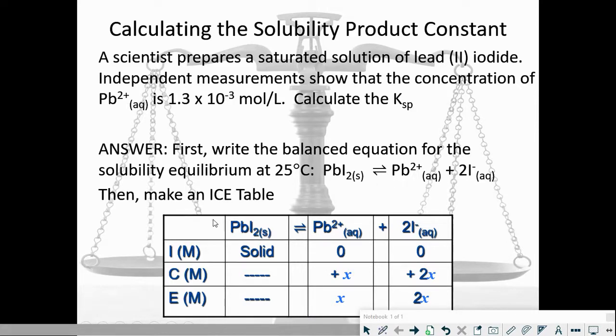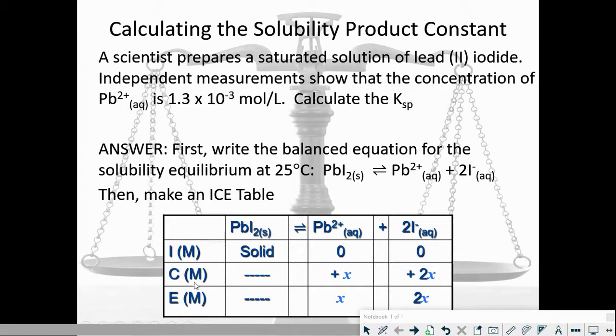Then we make an ice table. So the ice table will look like this. You write the balanced chemical equation on the top, and you have the initial concentration in your first row. Since lead 2 iodide is a solid, we do not write any numbers in here because, again, we do not write concentrations for solids. On the right-hand side, you see the lead ion. The lead 2 ion has an initial concentration of 0 because initially it was just clear water. That was before you put any solid into the water. Then we also see the same thing happens for the iodide ion. The initial concentration is 0 for both.